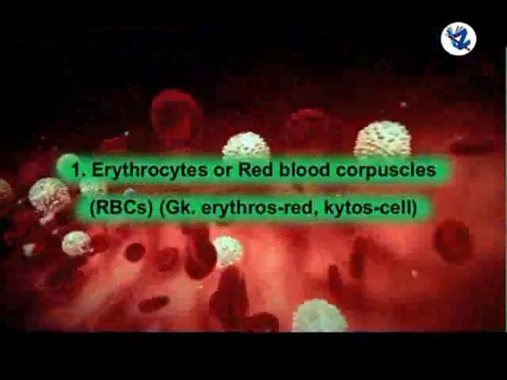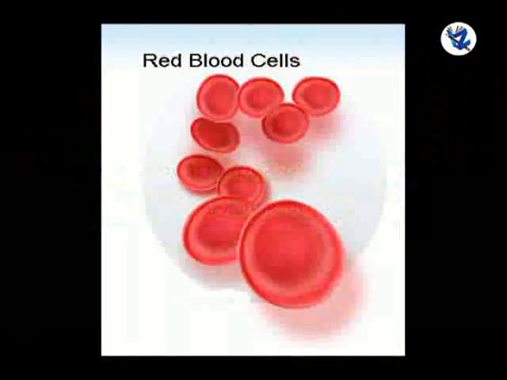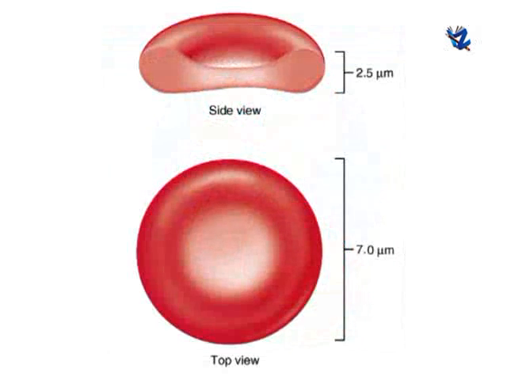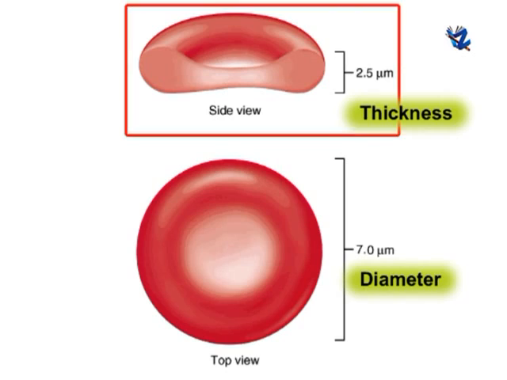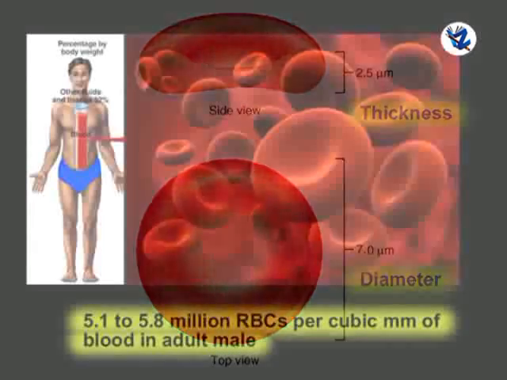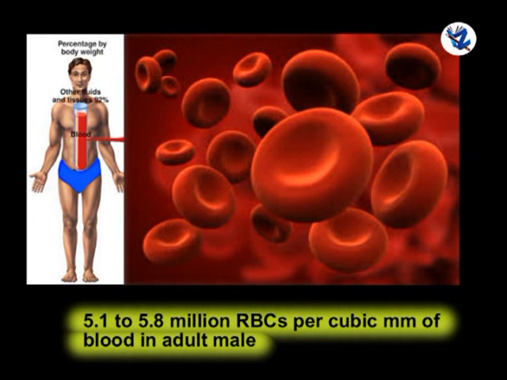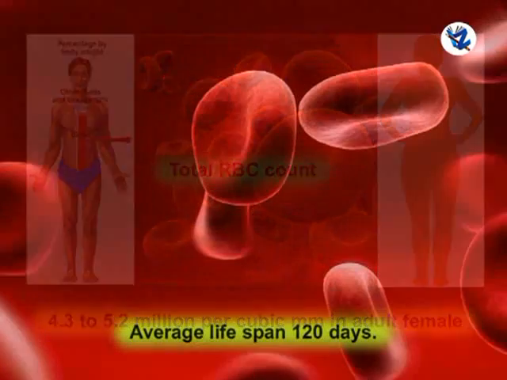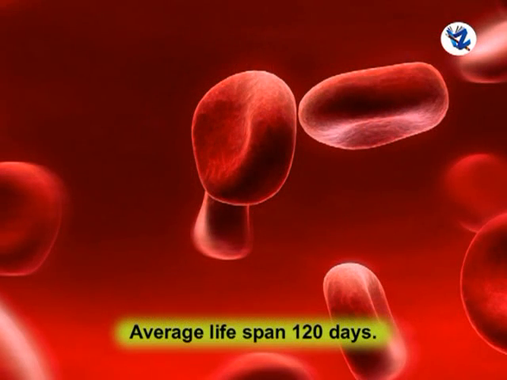1. Erythrocytes, that is RBCs. These are circular, biconcave, non-nucleated cells, and the size is about 7 μm in diameter and 2.5 μm in thickness. There are about 5 to 5.8 million RBCs per cubic millimeter of blood in adult male and 4.3 to 5.2 million per cubic mm in adult female. This is known as total RBC count. The average lifespan is about 120 days.